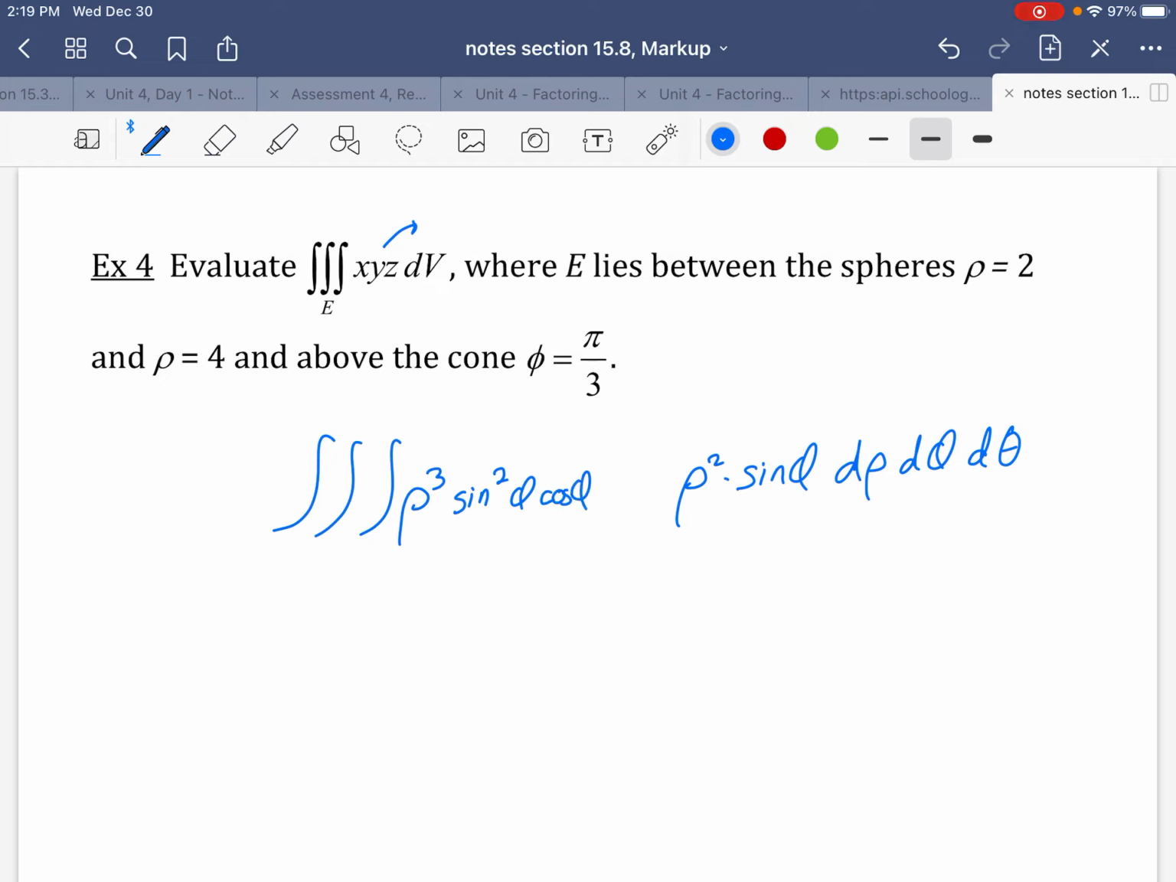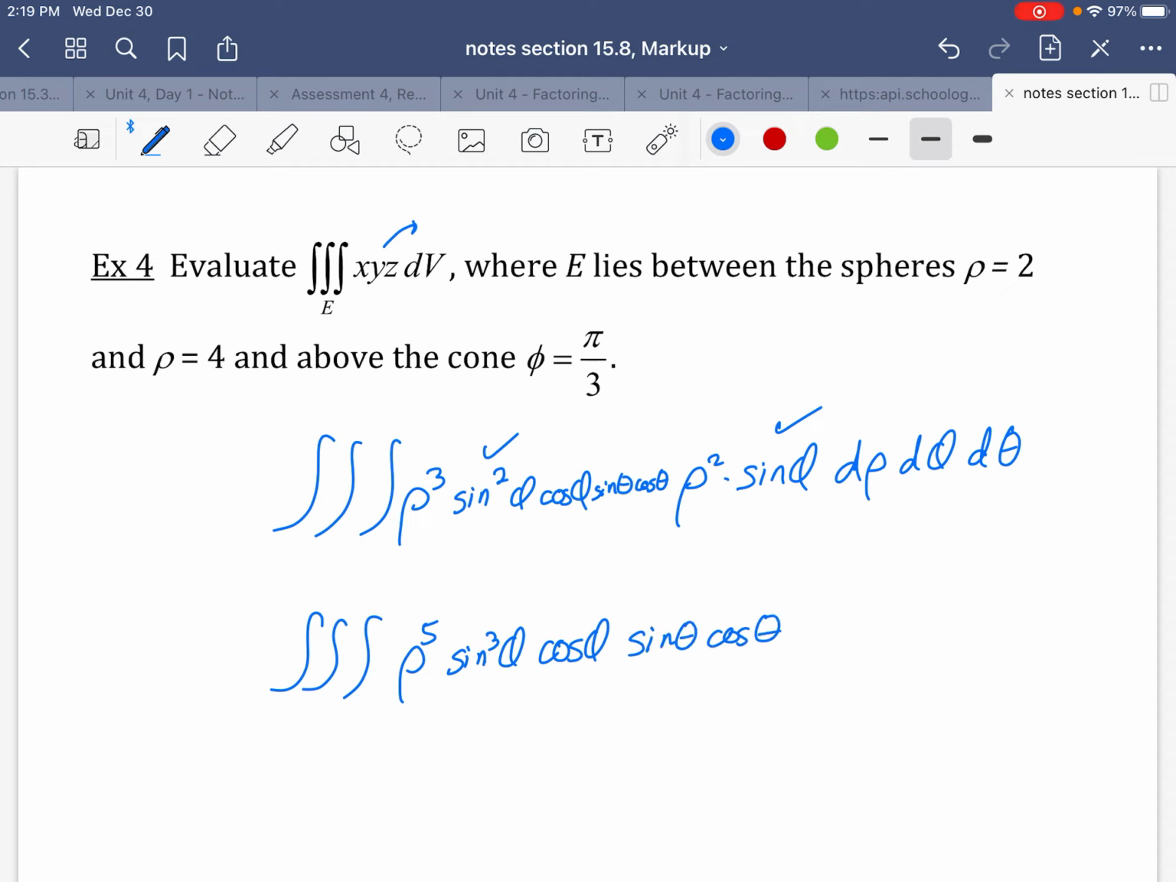And I have a sine theta and a cosine theta. So sine theta, cosine theta. Okay? And I'll put it all together in the end. All right, so I got my triple integral. I got rho to the fifth. I have a sine to the third phi, because I got 2 here and 1 there. I get a cosine phi. I have a sine theta and a cosine theta.